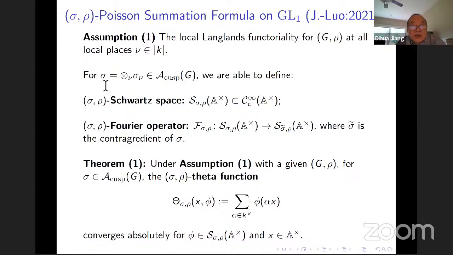And then you take sigma cuspidal, which is a restricted tensor product. According to this, we are able to define a so-called sigma, rho Schwarz space at ideals, okay? So this is a smooth function on ideals. Sorry, there's no C. So that's smooth, not compact support. Okay, that's smooth function.